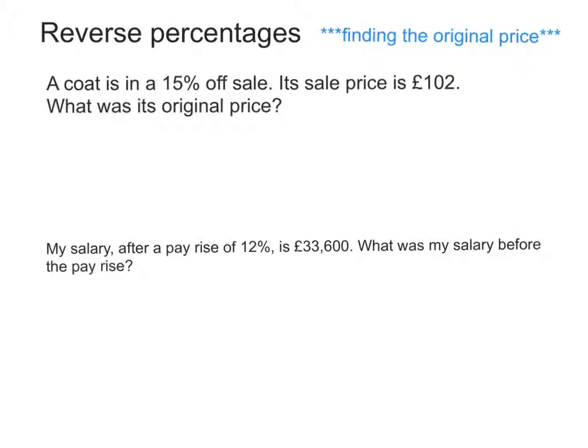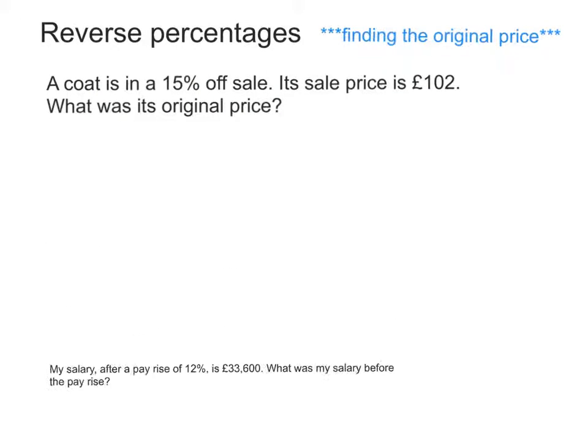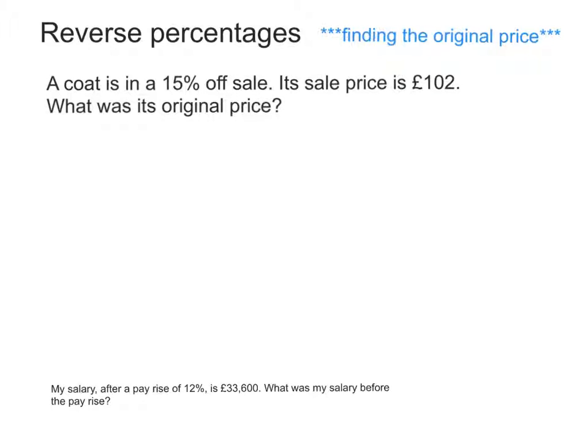Okay, reverse percentages. A lot of students tend to find reverse percentages quite difficult. Not so much because what you do is difficult, but because they fail to spot that it is a reverse percentage. Now, a reverse percentage has a key word in it. And that key word is original. So reverse percentages are about finding the original price. So they're telling you that something has happened, it's been increased or decreased, the new price is such and such, what was it before I did the increase or the decrease?